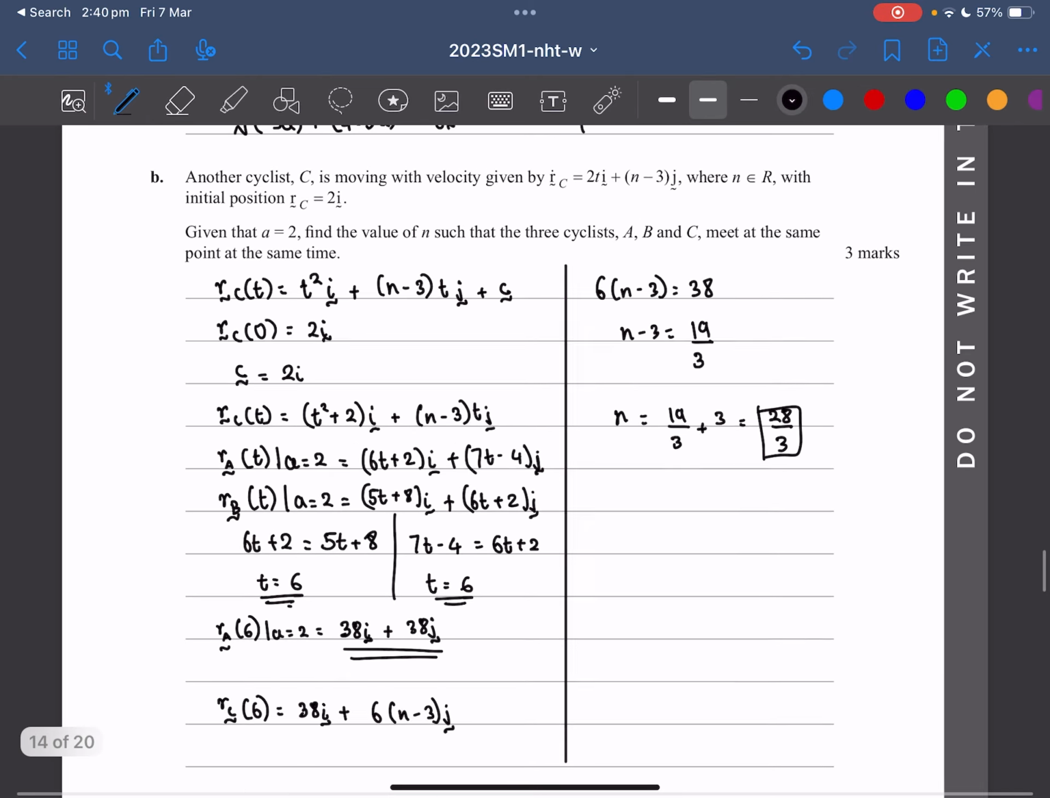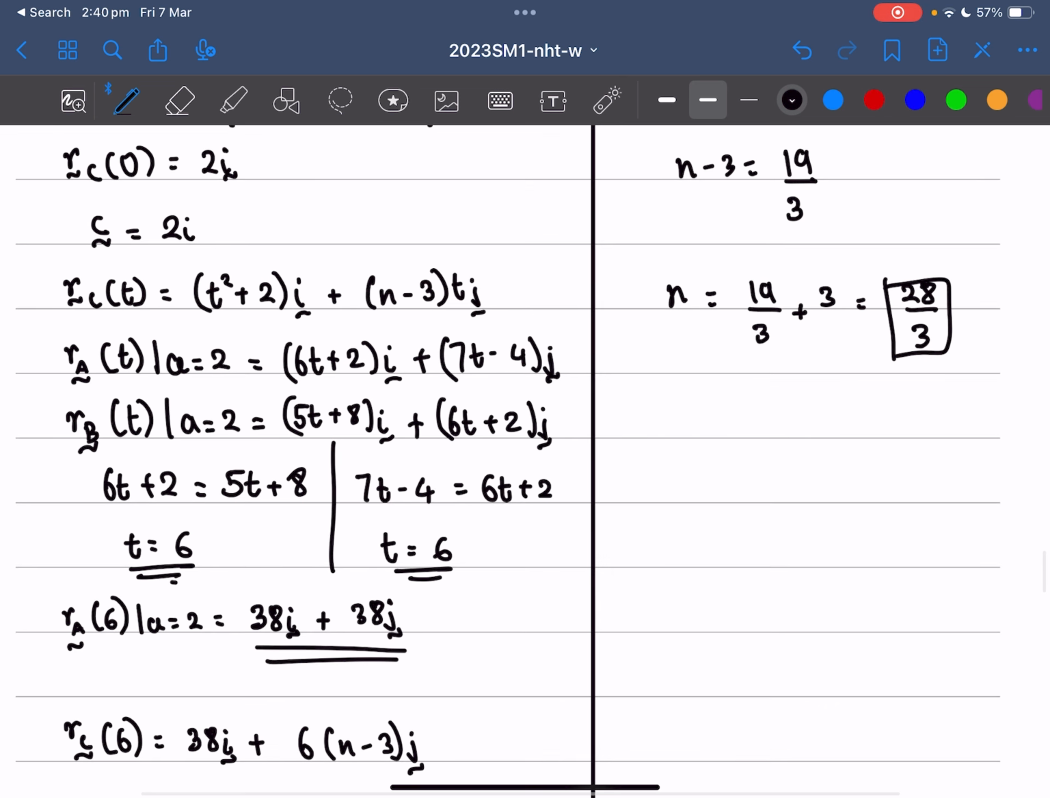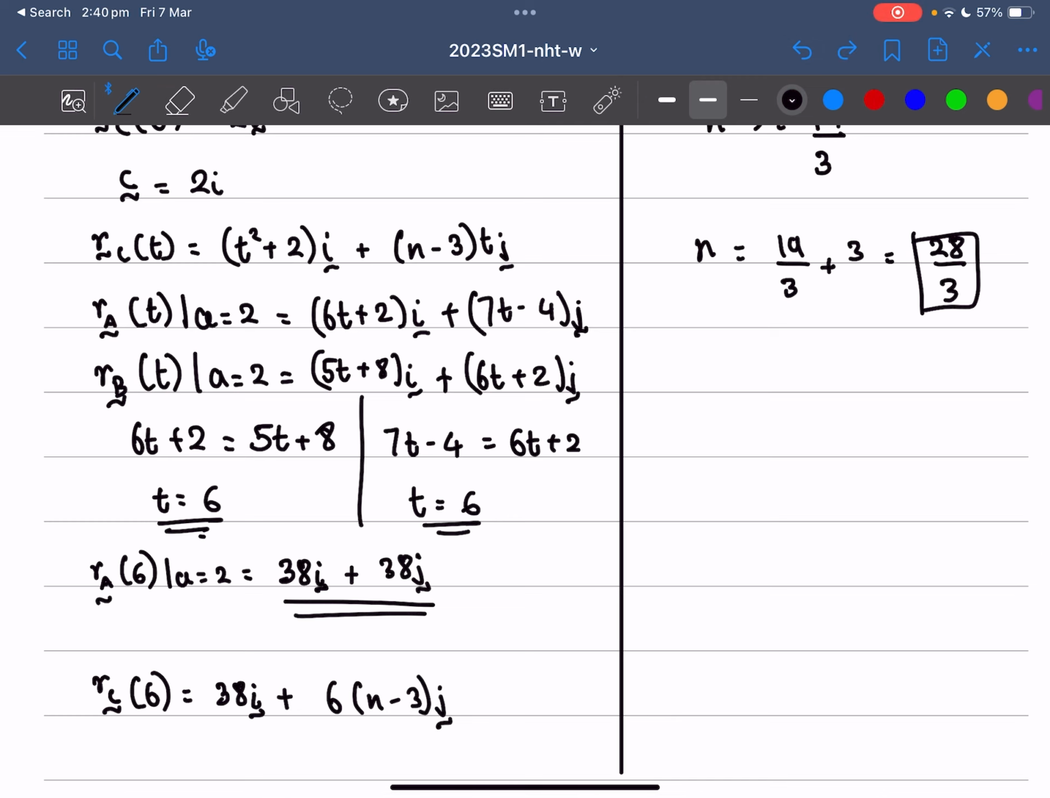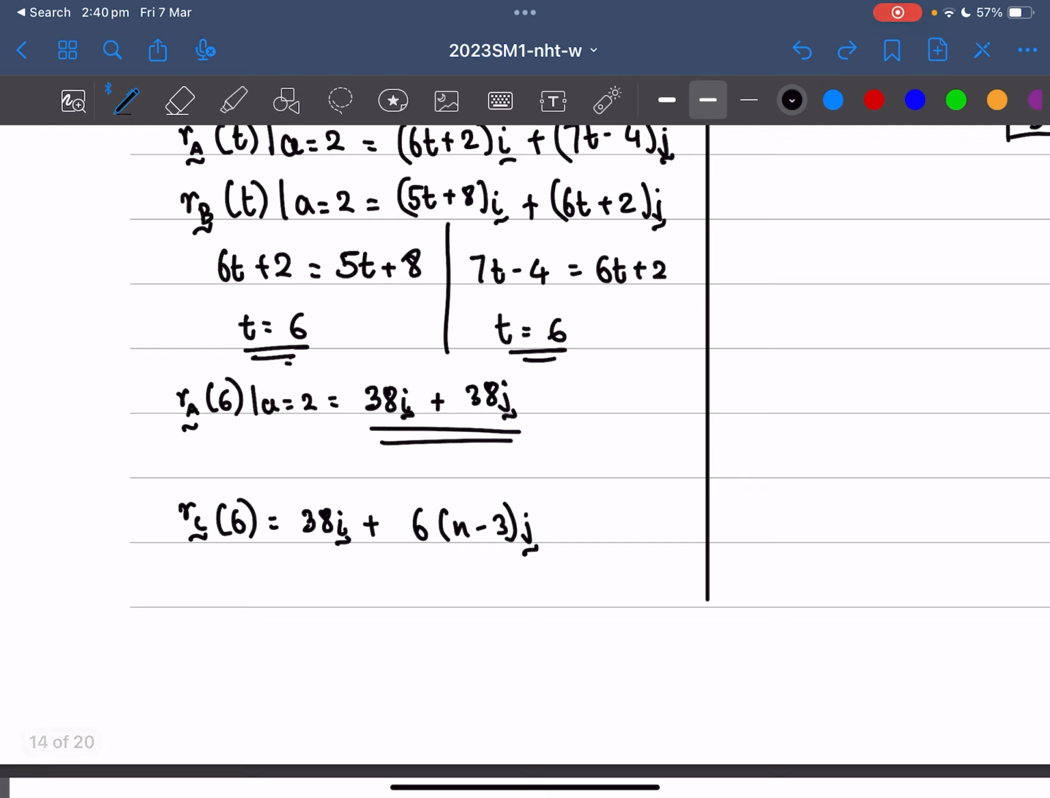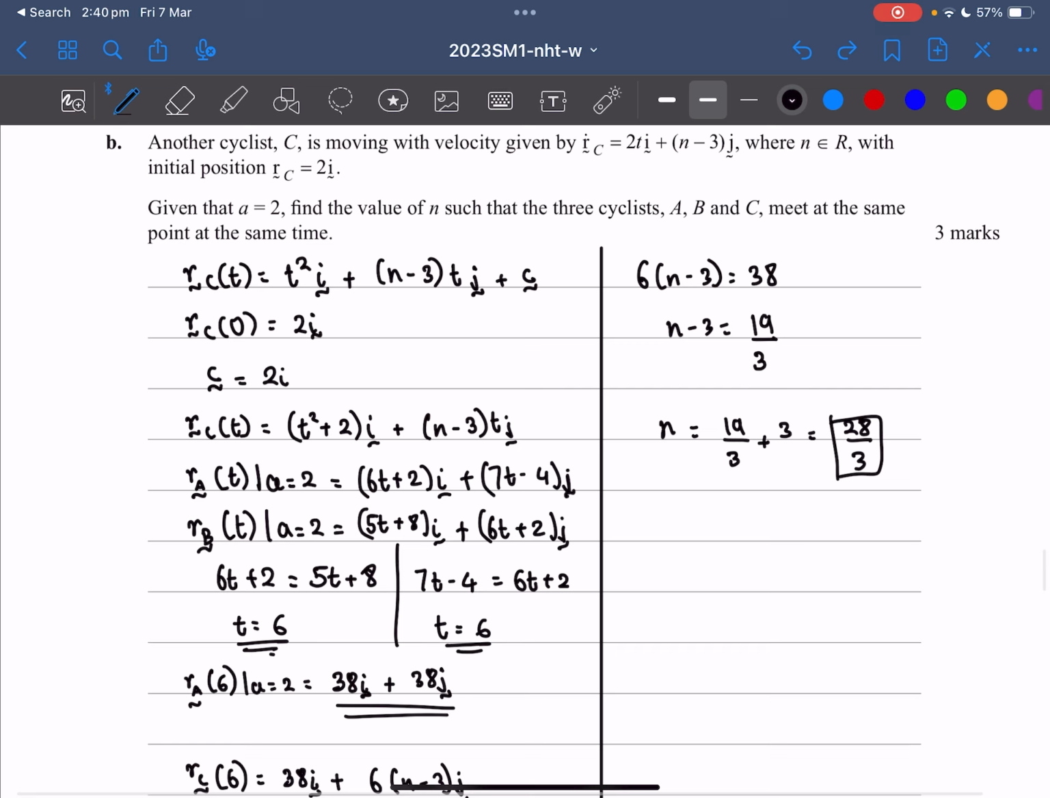So what I did, first I found out the value of t for when a and b will meet, when a equals 2 of course, and then I found out the exact position in terms of i and j as to when they will meet. So they are going to meet at 38i and 38j, and after that I substituted t equals 6 into this cyclist position vector to find that 38i matches. We have to find the value of n such that the j component becomes 38 as well. So that's how we can make them all meet when n is equal to 28 on 3. Okay, hopefully that made sense.